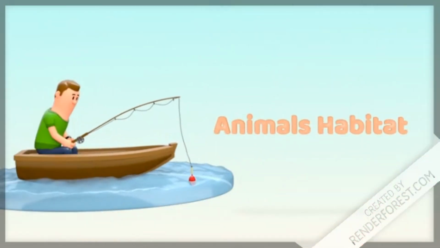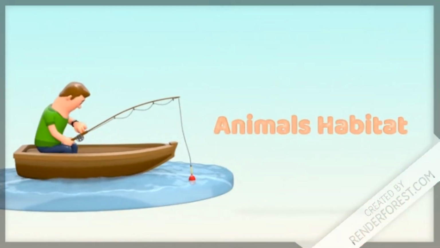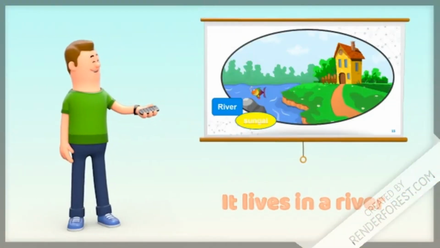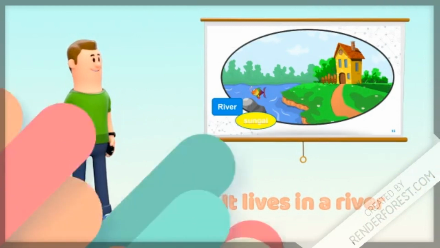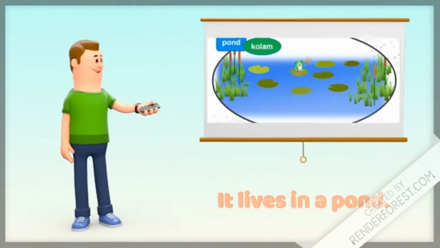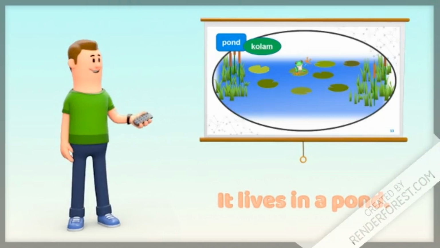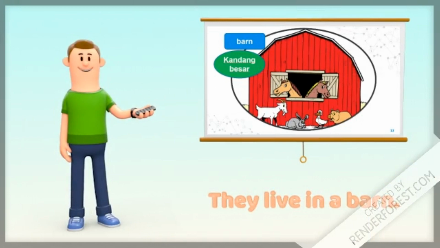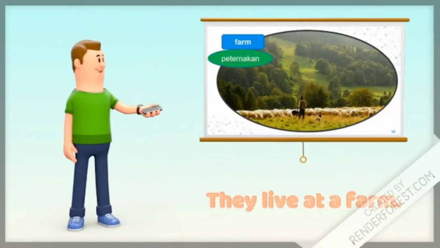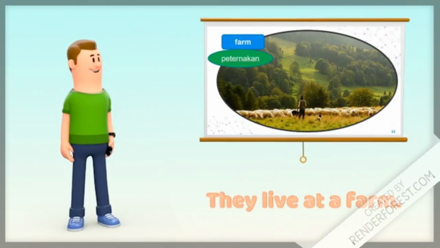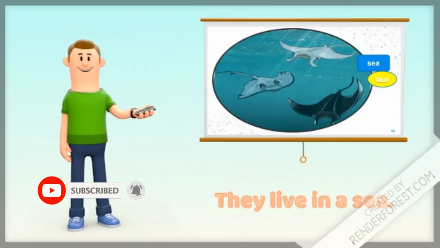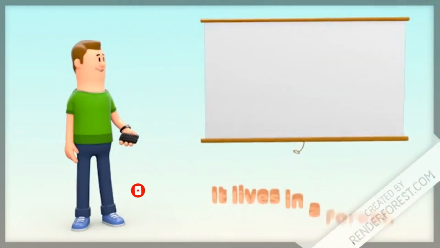Animals' habitat. It lives in a river. It lives in a pond. They live in a barn. They live at a farm. They live in a sea. It lives in a forest.